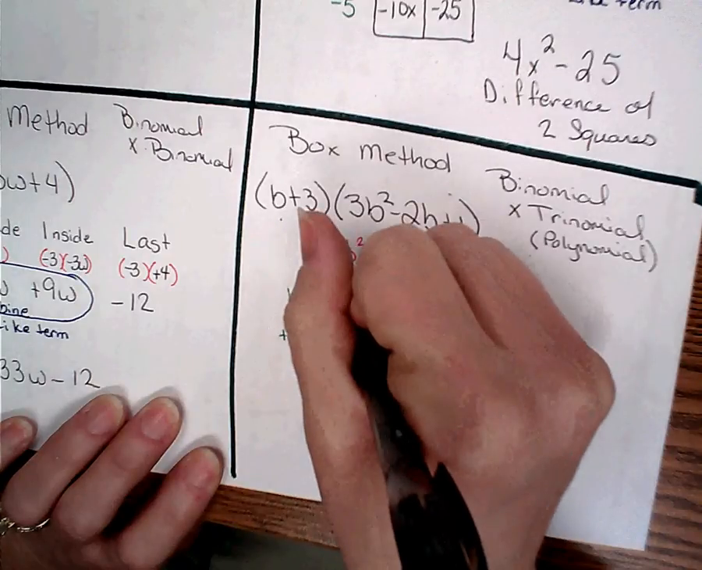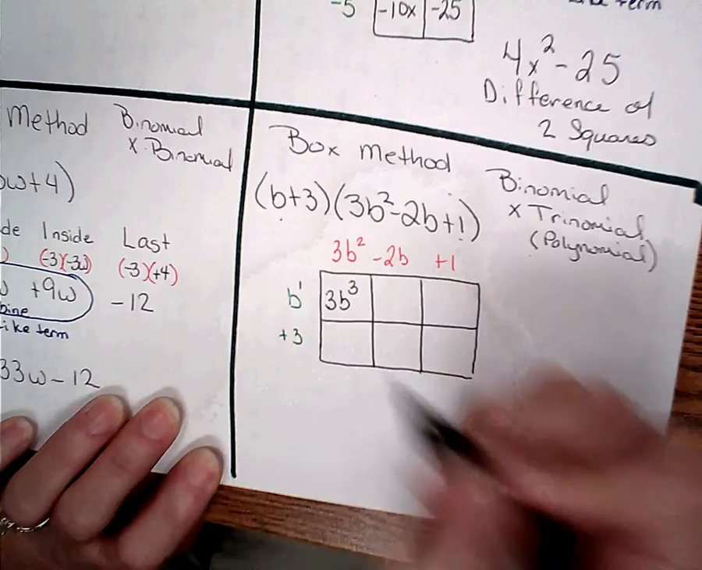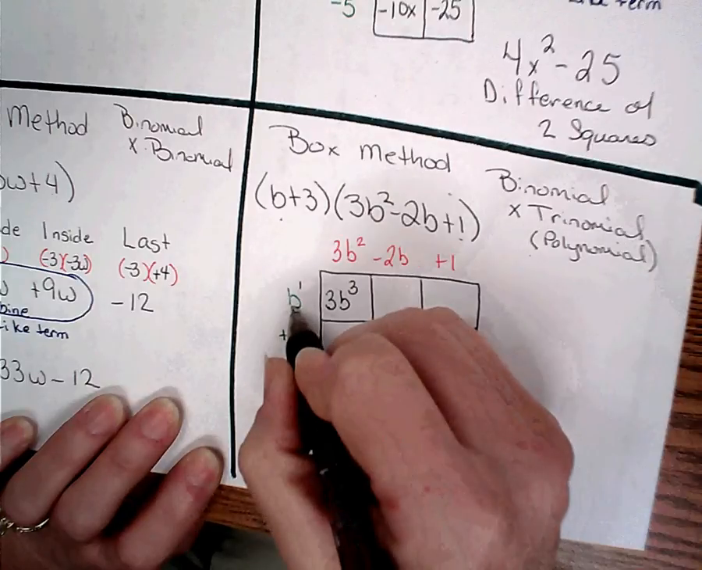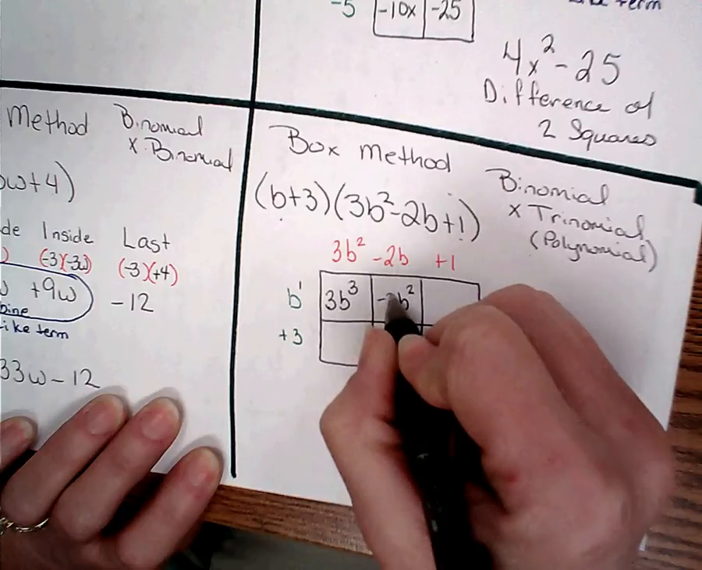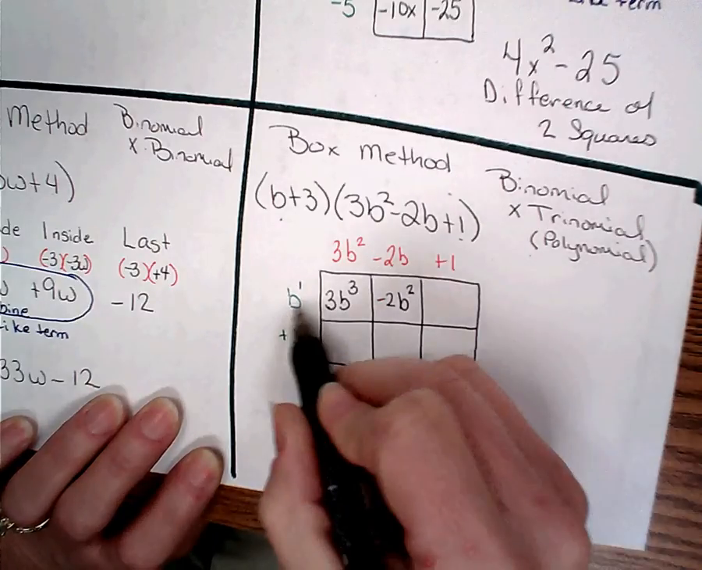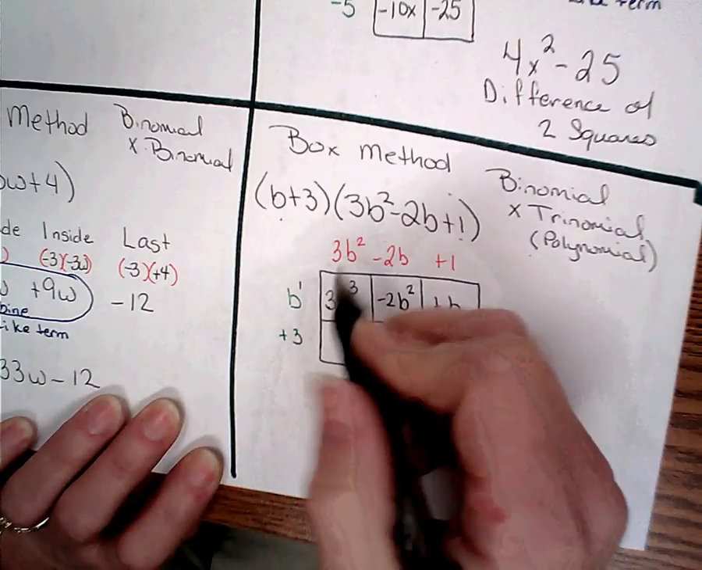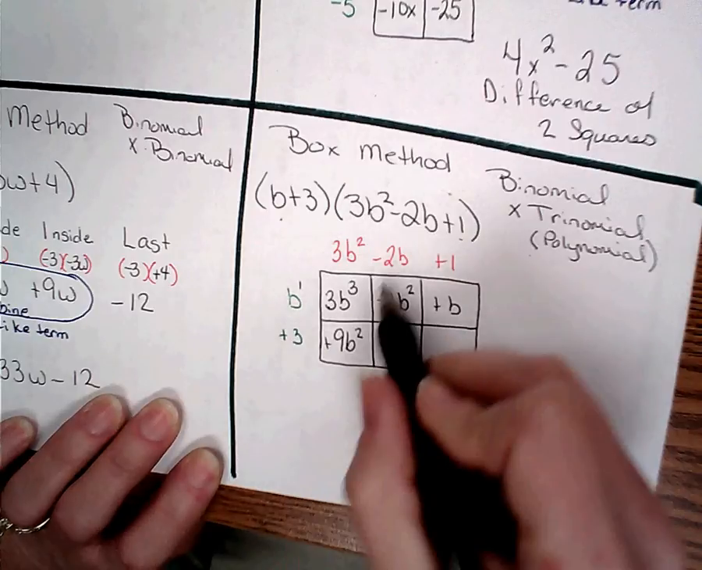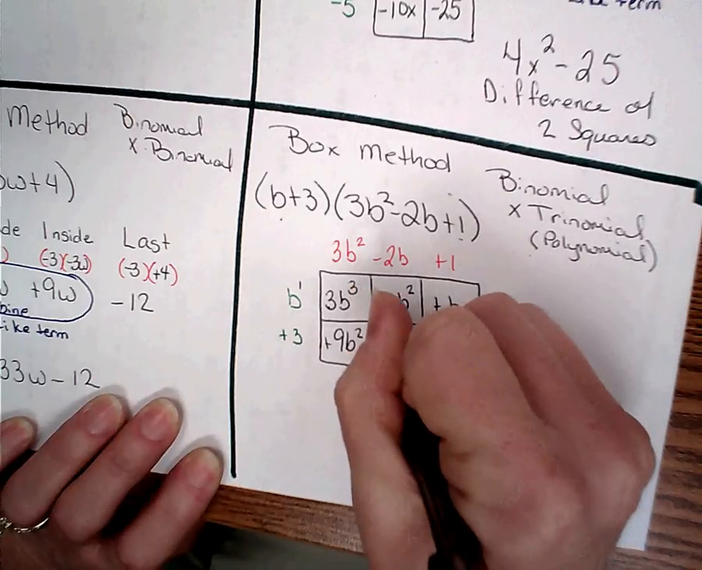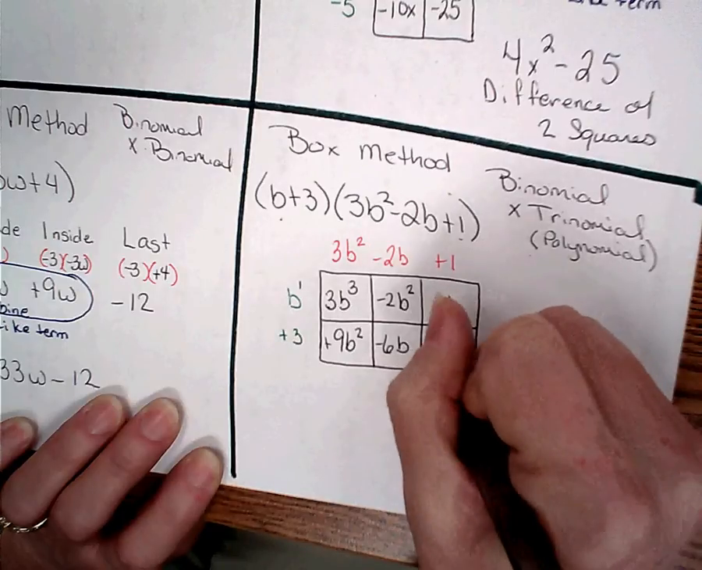3b to the third, because again, you're adding exponents and it's implied that there's a 1 there. B times b gives us b squared and a negative 2. A b times a 1 gives us a positive b. 3 times 3 is positive 9b squared. 3 times negative 2 is negative 6b. 3 times 1 is positive 3.